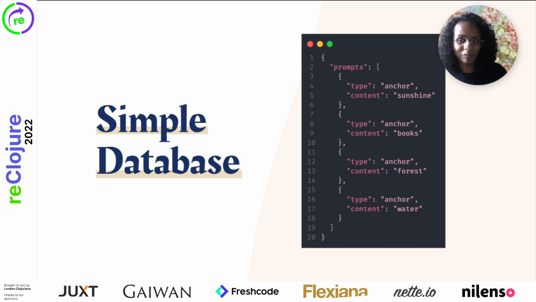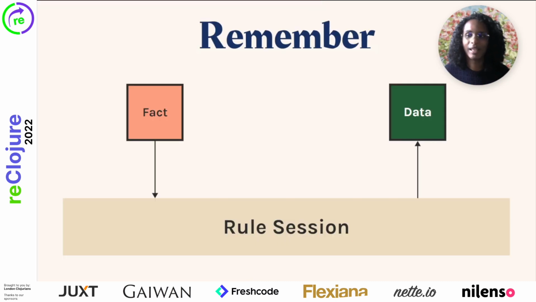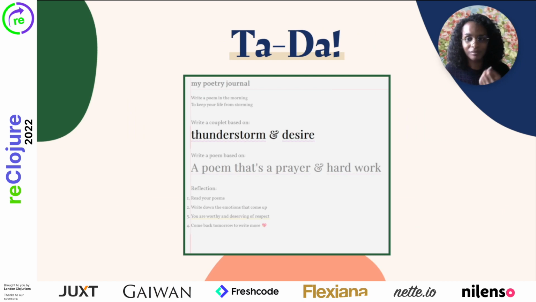And if you remember how a rule engine works, it reads facts into a session and then queries to produce data. So when the page loads, it would read the JSON file, have the facts in the session, do some calculation and rules would fire, to figure out what today's prompt was going to be. And then it would query and render a page that looked like this, where you had two poetry prompts, thunderstorm and desire, for that day.